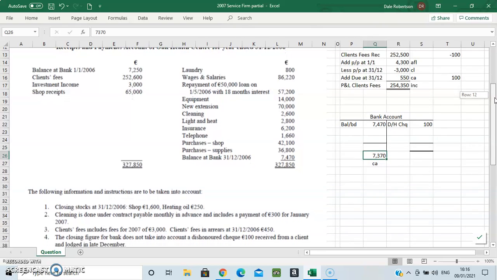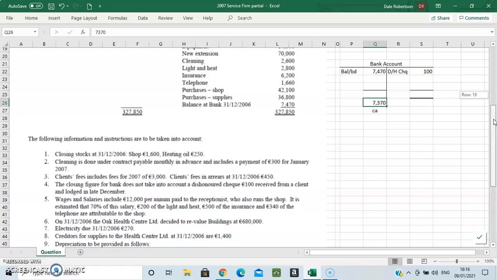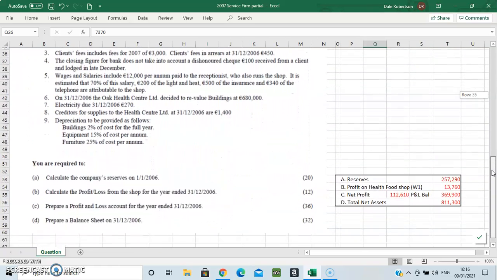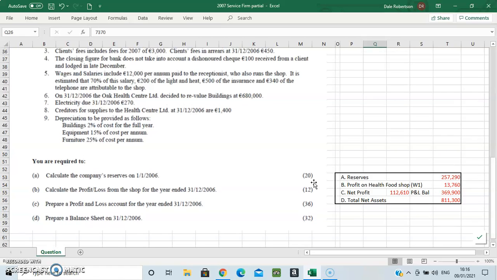Every other working in this question is the same as the previous ones that we've seen. And I'm just going to scan down here to the bottom where I will show you the numbers that you require. So the company reserves 257,290. The profit on the health food shop, which of course is working one anyway, 13,760. Net profit of 112,610, and of course when you add that on to Part A, you'll get this profit and loss balance. And the total net assets is 811,300.